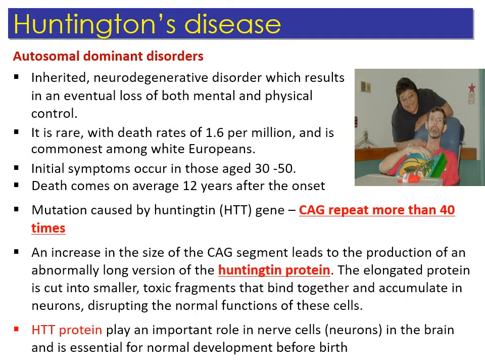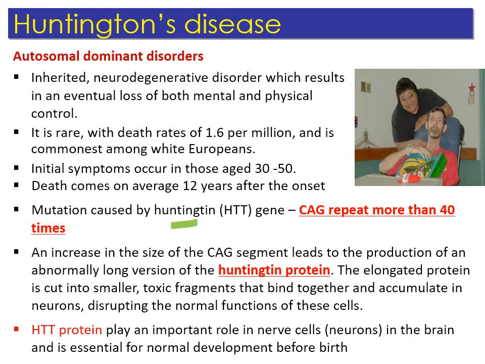Huntington disease is an autosomal dominant disorder. This disorder affects the nervous system, which results in an eventual loss of both mental and physical control. It is rare and more common among white Europeans. The initial symptoms occur around 30 to 50 years old, and death comes on average 12 years after the onset of the disorder.